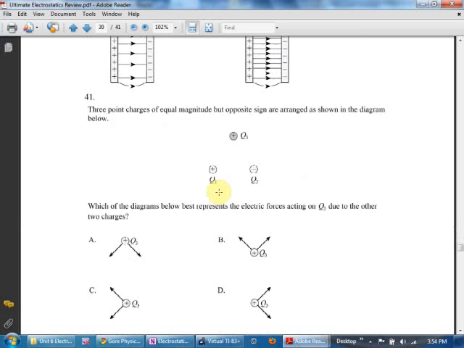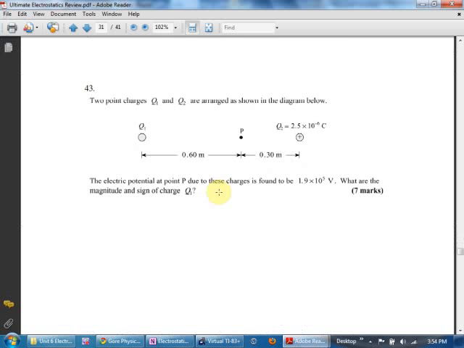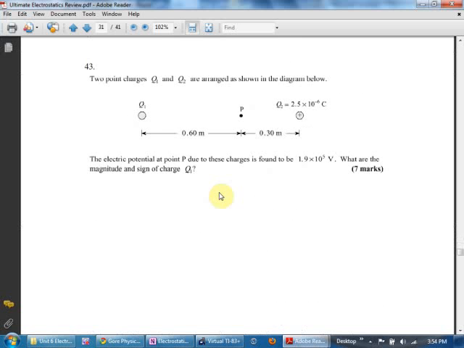As a twist in number 43, still two charges, very similar diagram, location in between. Instead of giving you both charges and saying find the electric potential, the voltage, it's telling you the voltage and saying find the mystery charge.